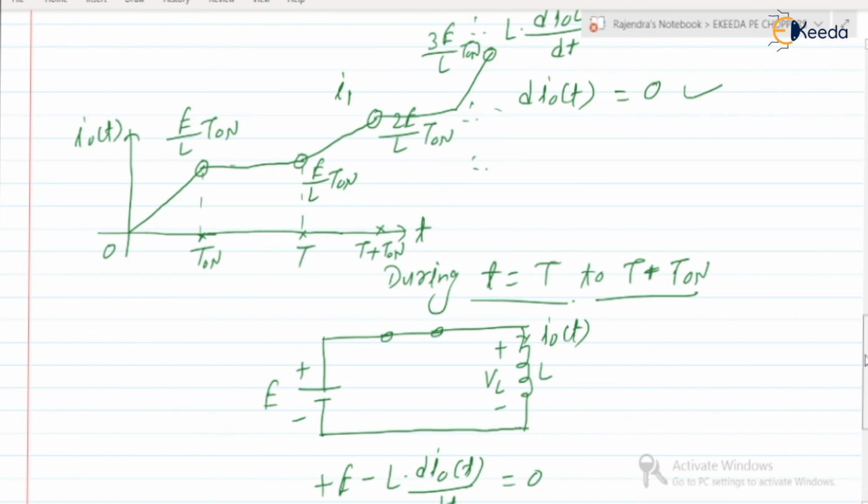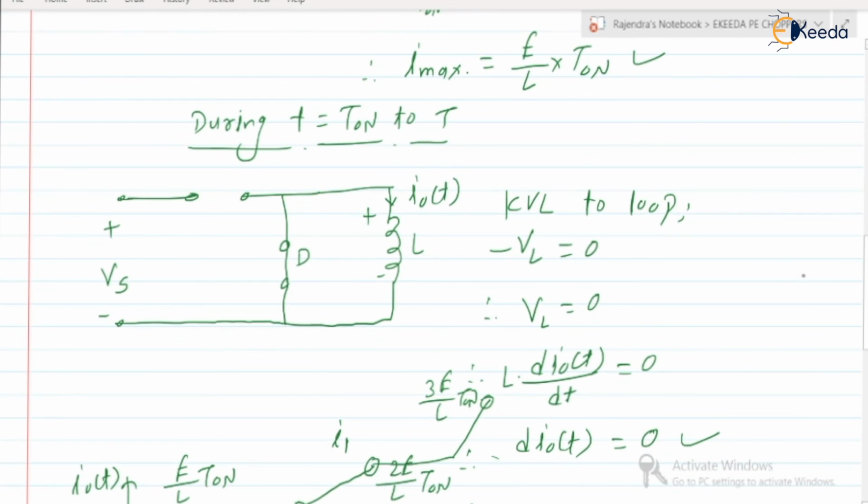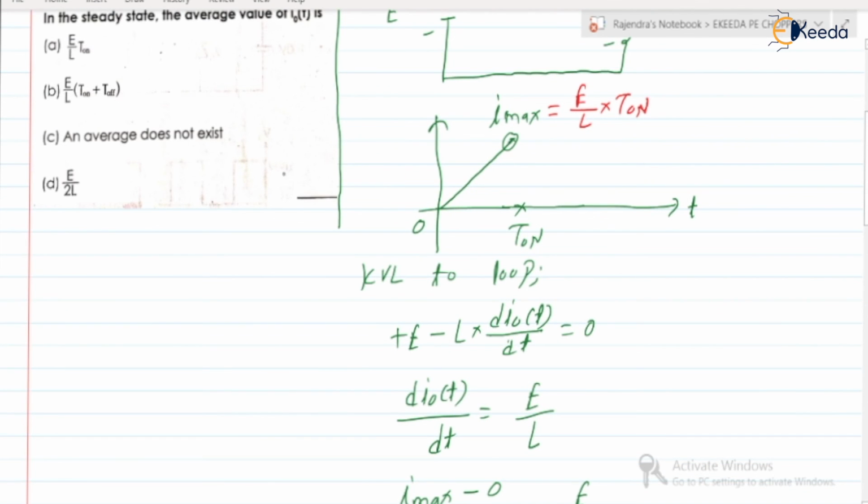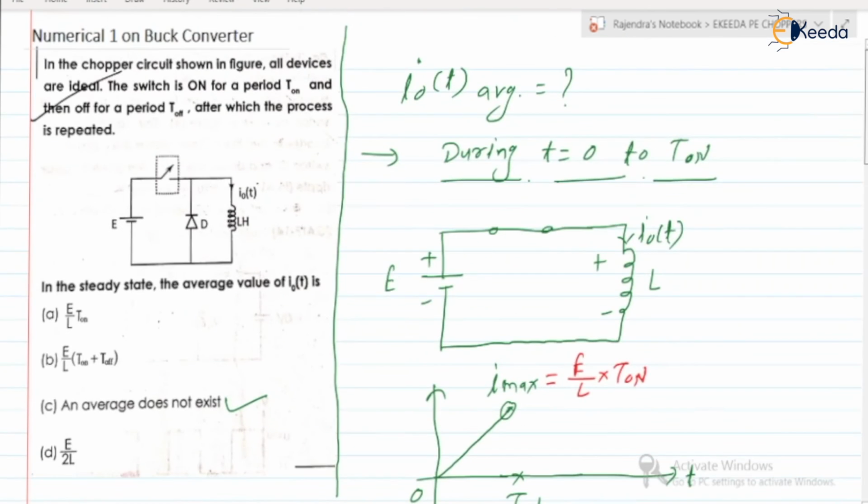Okay, so is it possible to find the average value of this waveform? Not possible, right? So the correct answer is: average does not exist. Is this clear? When the switch is in the on state, the inductor stores the energy, but when the switch is in the off state, the inductor is releasing the energy, but in order to consume that energy, the element is not present, because when the switch is in the off state, this diode will be in the on state and the inductor will release the energy, but is there an element such as a resistor to consume the energy? No. So even though the inductor is trying to release the energy, it is not able to release that energy. Are you getting the point?